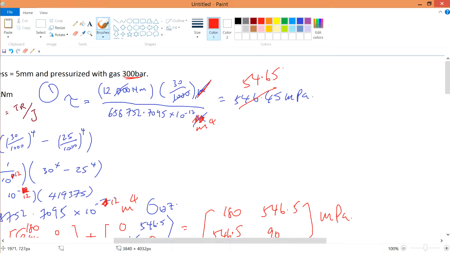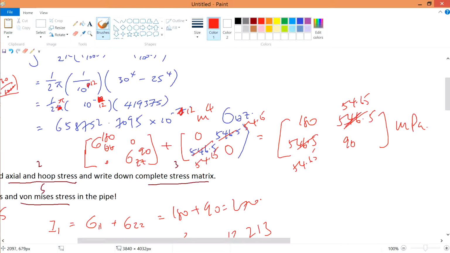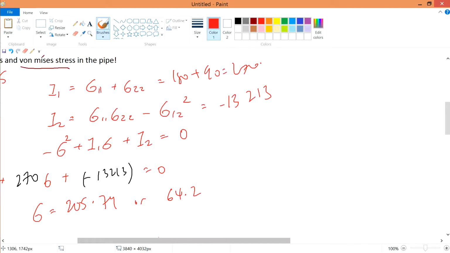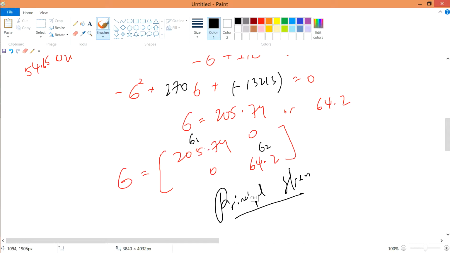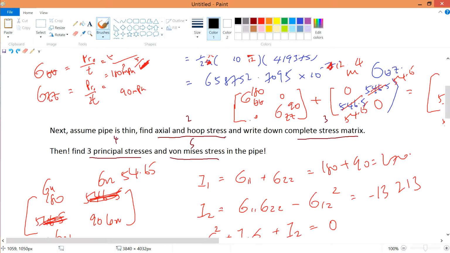But I don't know why, I don't know what's wrong with my calculation for some weird reason. I think now I'll just change the shear stress to 54.65. What we have is these two values, and the higher one is 205.79. So I'll just write it down. Principal stress, 205.79 and 64.2, sigma 1 and sigma 2. Our principal stress has no shear stress, if you still remember. So this is our principal stress.